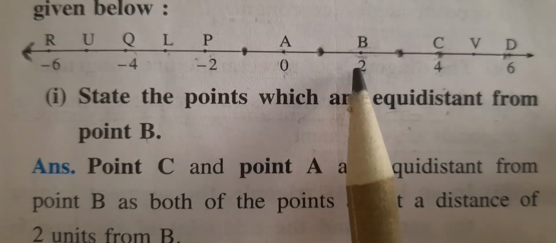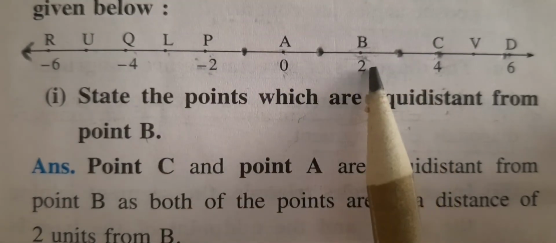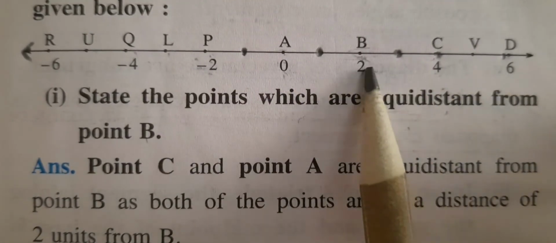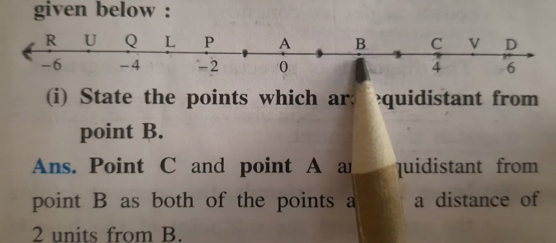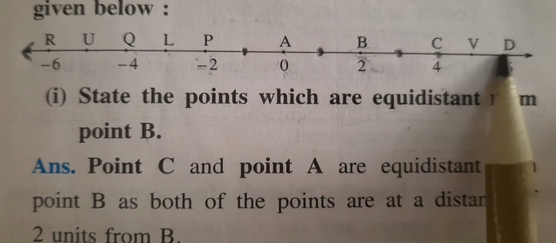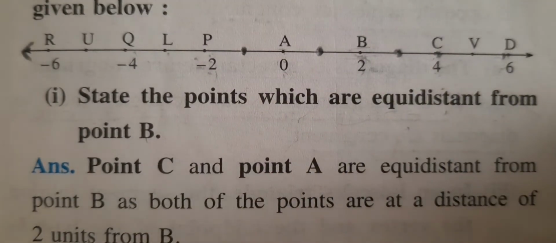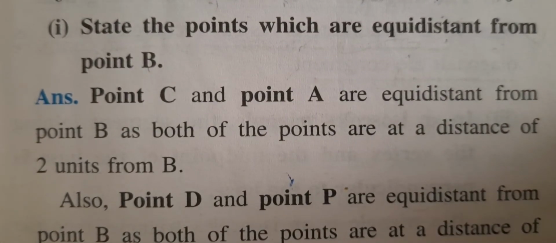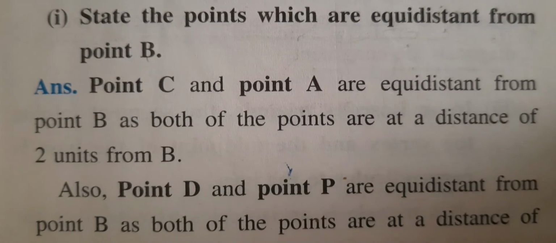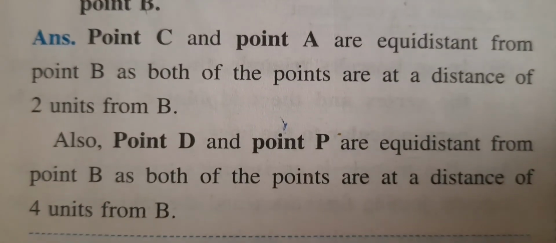If you take from B to P, it is 4 units to the left, and B to D is 4 units to the right. So point B is also at equal distance from D and P. So we can say also point D and P are equidistant from point B, as both the points are at a distance of 4 units from B.